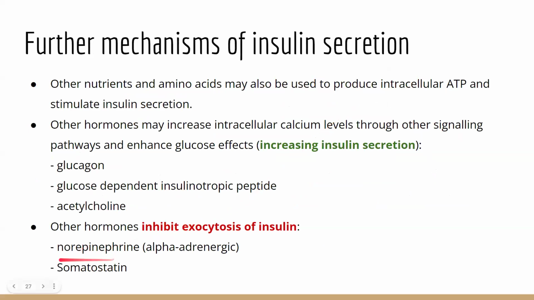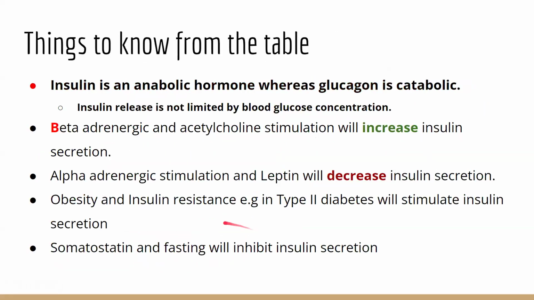When I said norepinephrine here, that was alpha-adrenergic, which will inhibit exocytosis of insulin. Leptin, I think you took this in GIT, is something related to satiety, so that will also decrease insulin secretion. Obesity and insulin resistance, for example in type 2 diabetes, will stimulate insulin secretion. And somatostatin and fasting will inhibit it, because when you're fasting, you already have hypoglycemia and insulin will just make it worse. And somatostatin, like we said, from delta cells, inhibits insulin secretion.